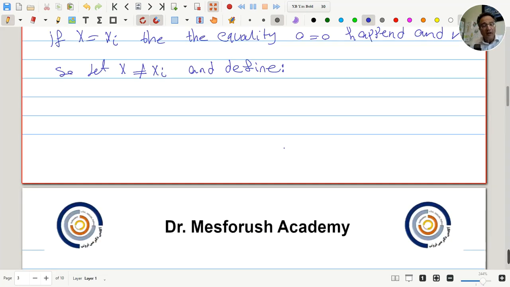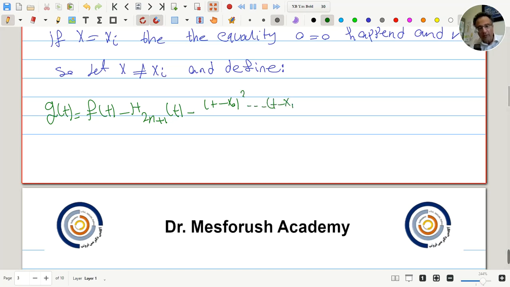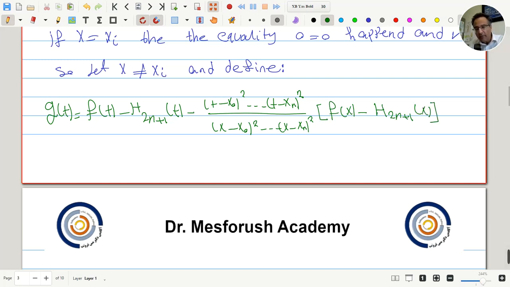Now, we define a function g of t equal to f of t minus h_{2n+1} of t minus (t minus x0) squared times (t minus xn) squared over (x minus x0) squared times (x minus xn) squared times (f of x minus h_{2n+1} of x). Okay, we define g of t like this.